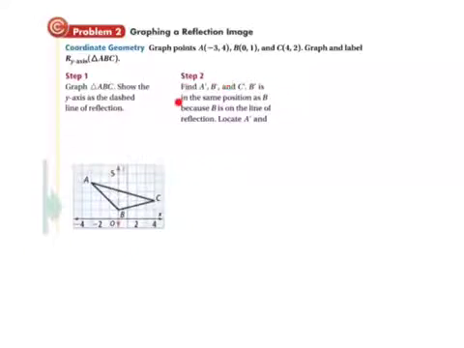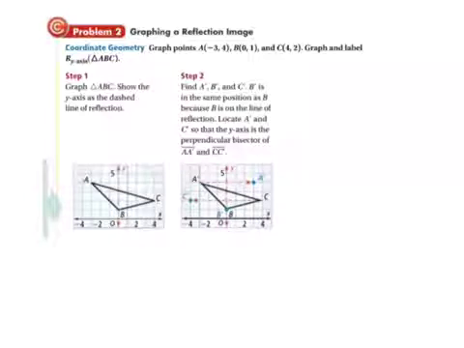Okay, then step 2 is to find our image points. So find A prime, B prime, and C prime. Remembering that each of these points is going to be the same distance away from our line of reflection, but on the opposite side of it. We notice that since B is on our line of reflection, our B prime will also be on our line of reflection. Then to find A prime, we look at point A, which is 1, 2, 3 away from our line of reflection, so we continue 3 in the other direction. C is on the right side of our line, so we count 1, 2, 3, 4. So C prime is going to be over here on the left side.